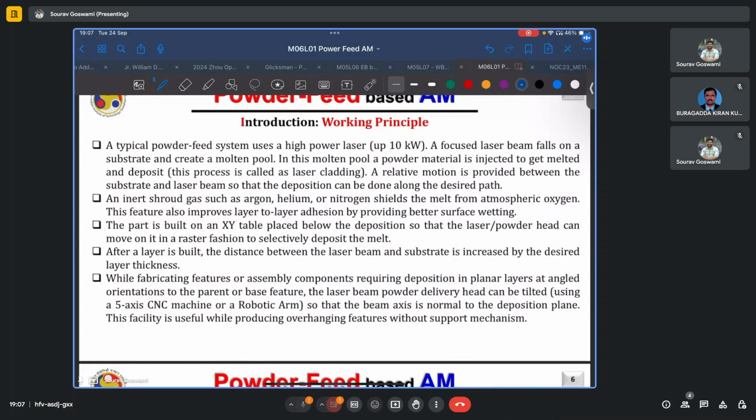Now, a typical powder feed based system uses powers up to 10 kilowatts. A focused beam falls on the substrate, creates this molten pool, and inside this molten pool, the powder material is injected to get melted and deposited. The powder material also interacts with the laser in its path. So it takes some energy from the laser, some energy from the melt pool, and then melts. The exact dynamics and interaction will be looked at subsequently.